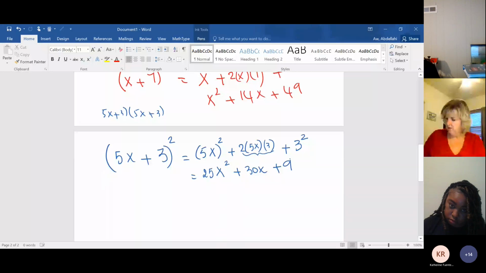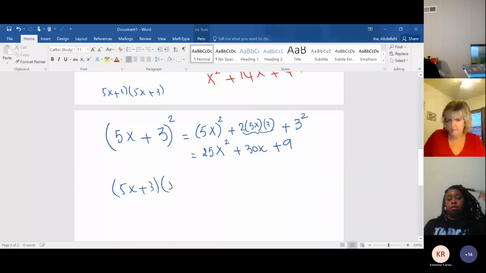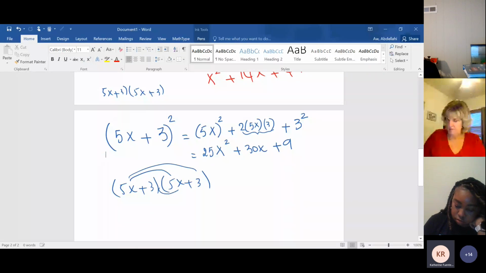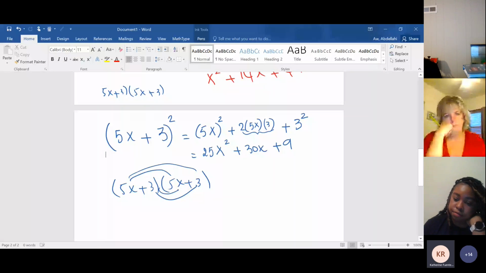9. That's it. If you don't want that, or if you are not feeling this, what you do is (5x plus 3) parentheses (5x plus 3). And then you distribute. Where did you get the 30x from? The middle term. Let's multiply them. 2 times 5x is how much? 10x, right? And 10x times 3 is 30x. Yes, that's the middle term.